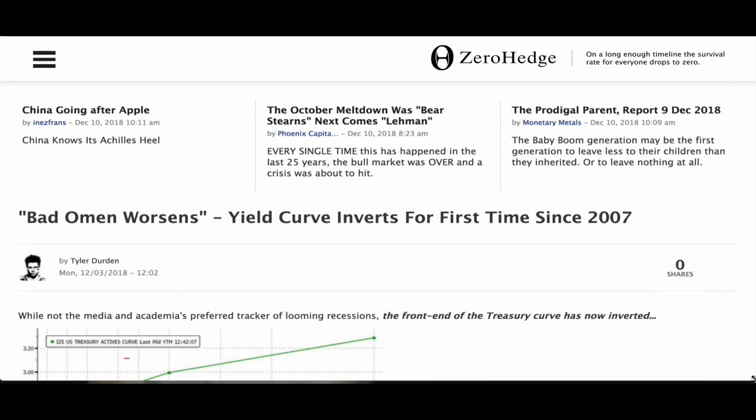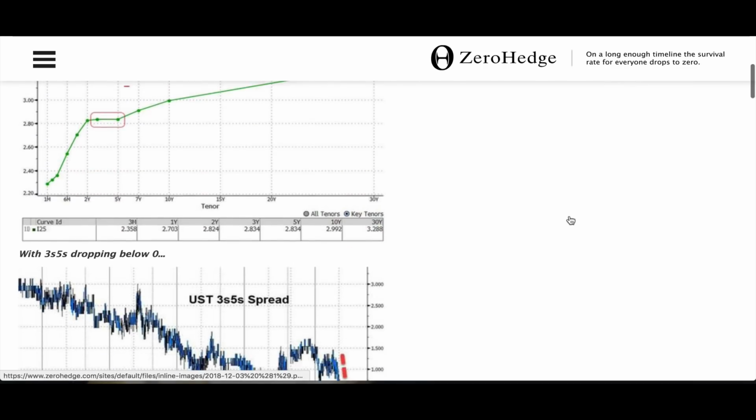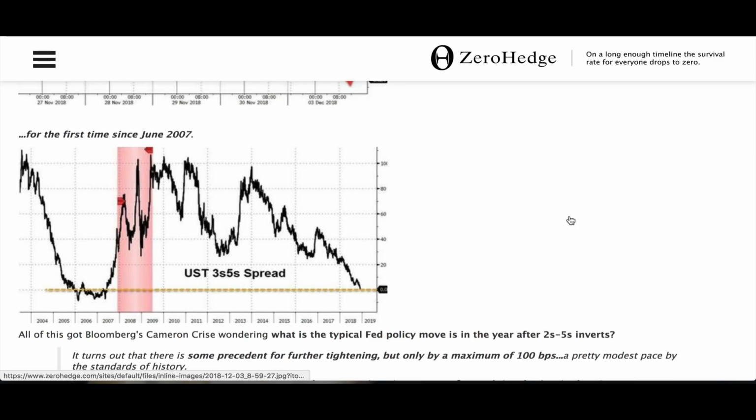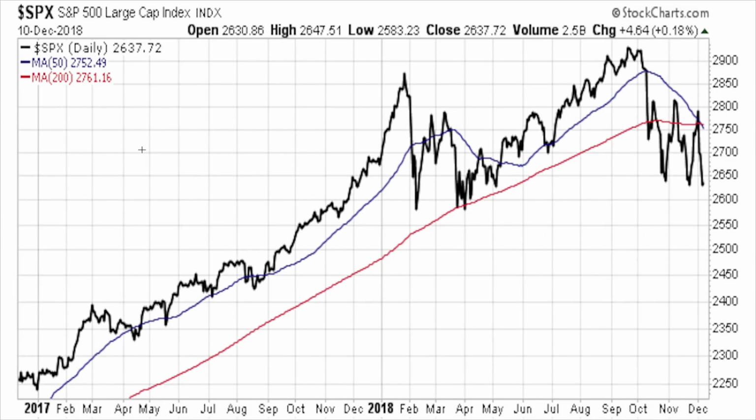Now I want to show you a Zero Hedge article. "Bad omen worsens, yield curve inverts for first time since 2007." Now, they've got a lot of charts in here, and some of them are very hard to read, so I'm not going to explain them. The one on Bloomberg and the dynamic yield curve from StockCharts are good enough to explain those. Now I want to take you to a chart I just generated on StockCharts and show you something else that is another warning that something bad could happen sometime soon.